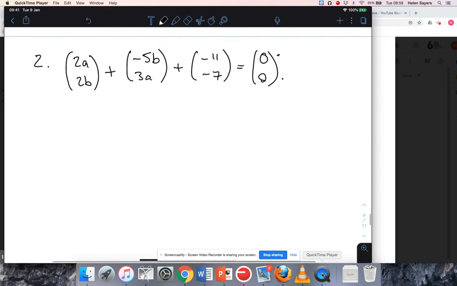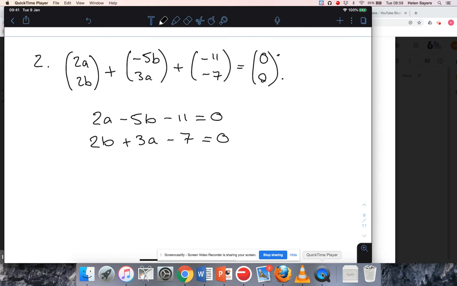So looking just at the horizontal components, the top row, 2a minus 5b minus 11 is 0. So that's one equation with two unknowns, a and b. So I'm not going to be able to solve it from that alone. So before I simplify that, I'll write out my other equation. So looking at the y vectors, I've got 2b plus 3a minus 7 equals 0.